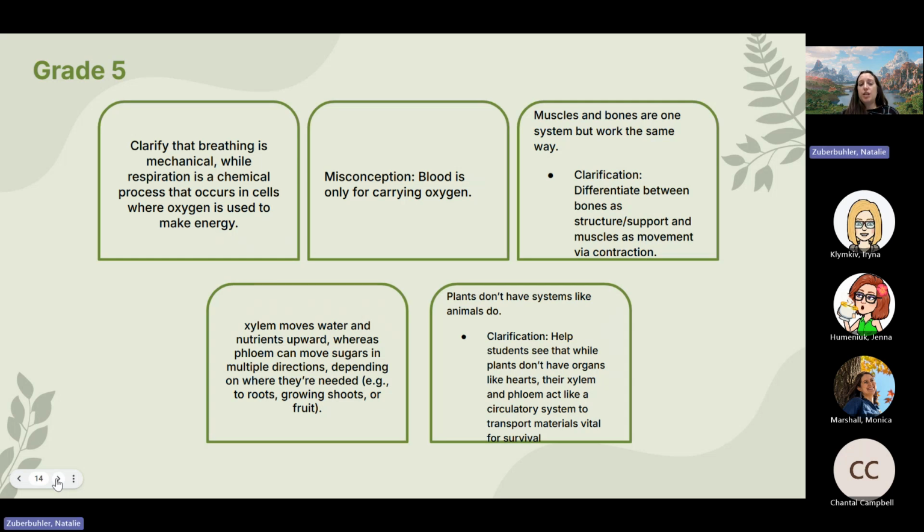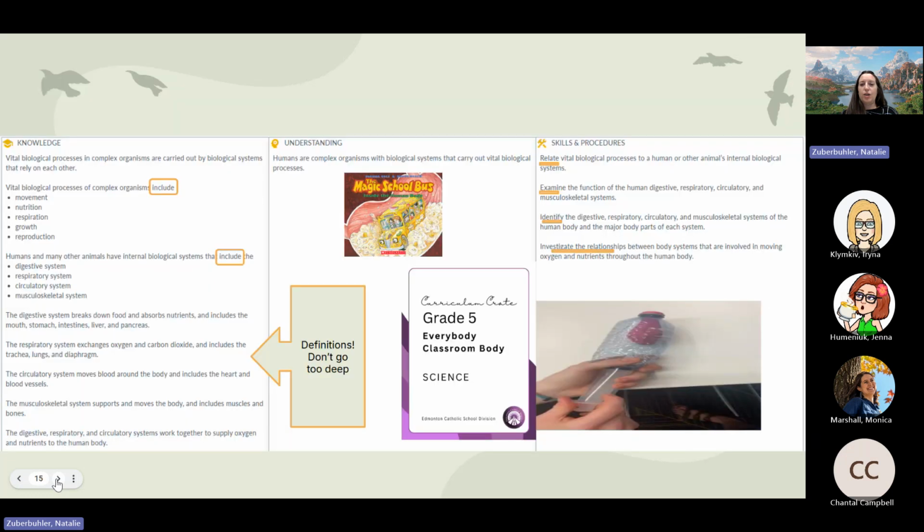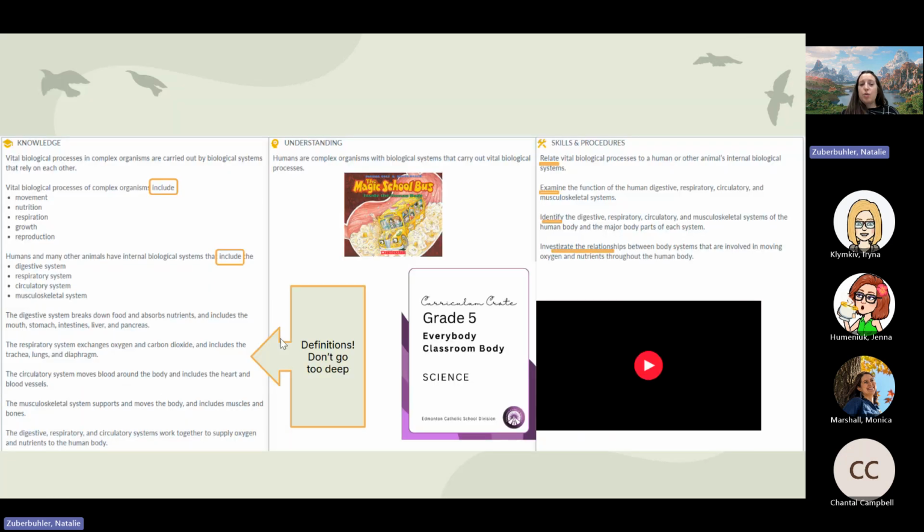Notice in the knowledge section, it's going to give us our definitions. We don't go into cellular respiration or chemical and mechanical digestion and all those pieces. So I put a big caveat there: don't go too deep. It's going to tell you exactly what those body systems include. So when we're talking about the respiratory system, we know that it exchanges oxygen and carbon dioxide. It includes the trachea, lungs, and diaphragm. Just those 3.